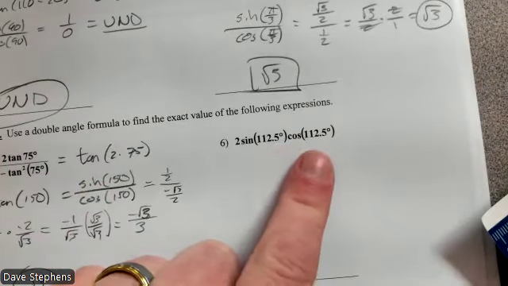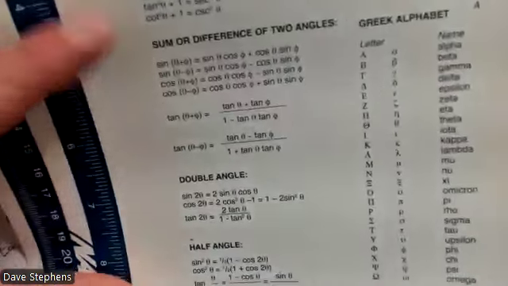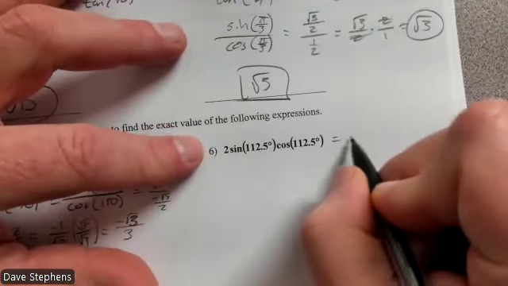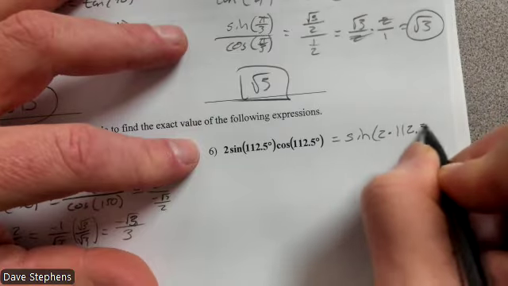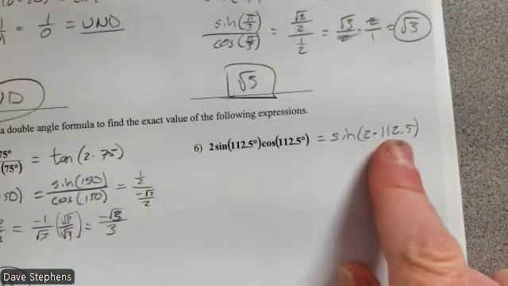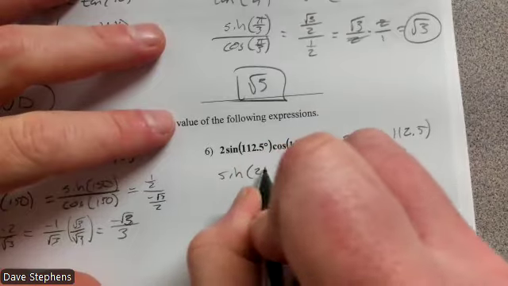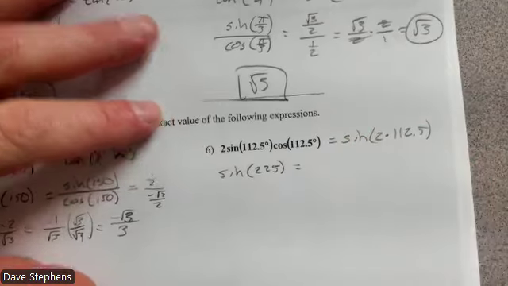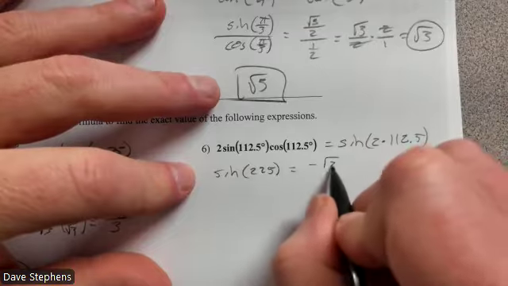2 sine cosine. That is a sine right there. So that is the sine of 2 times 112.5. Love me some decimal work. All right, so 225, is that right? So the sine of 225, that's quadrant 3. That's the 45-degree angle in quadrant 3. So that is going to be a negative root 2 on 2.